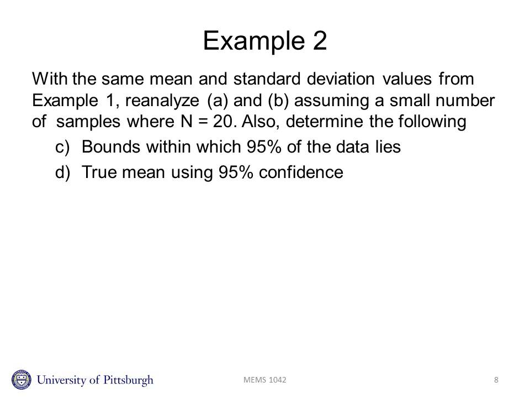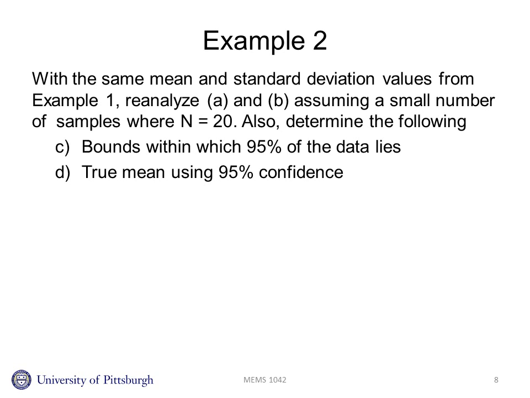So in example 2, we are going to reanalyze the data from example 1, only we are going to assume this comes from some finite sample size with the number of samples n being equal to 20. In addition to that, we are going to find the bounds to which 95% of the data lie. Note that in part B we did the same thing, only we determined these bounds for 90% of the data instead of 95. And in part D we want to find the true mean using 95% confidence.